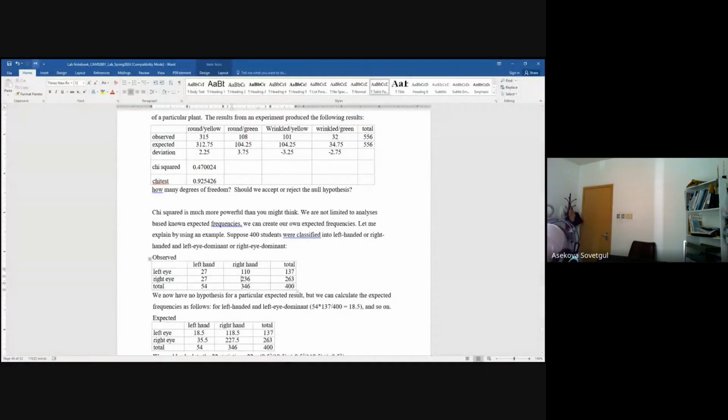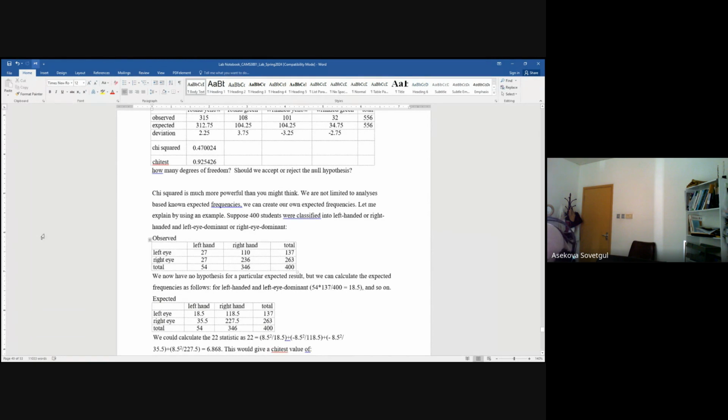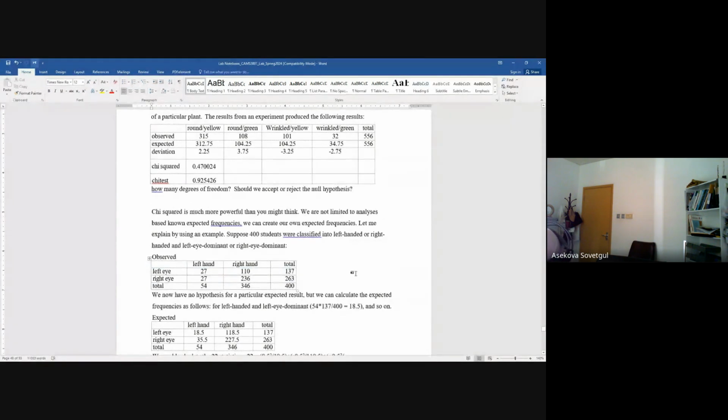Okay, so in your lab notebook, you see this kind of example. So here, what is it saying? As I said before, in the lecture time, there is one very interesting example. For example, in our population, we have people who mostly use the right hand, and there are also some particular people who use only the left hand.